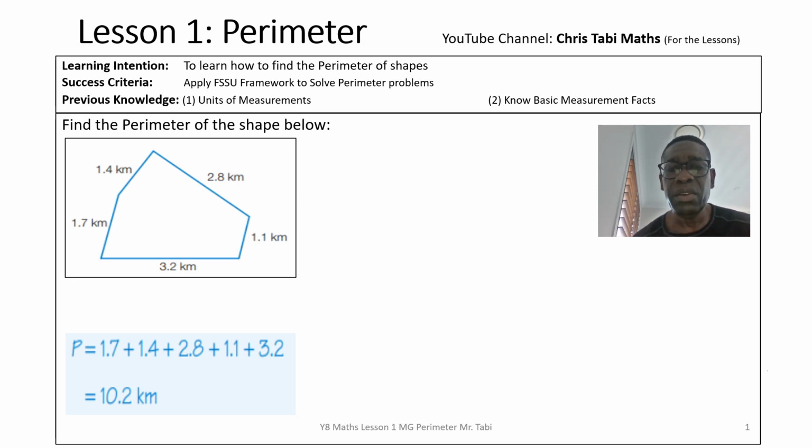Today we're focusing on perimeter. Our learning intention is to learn how to find the perimeter of shapes. And our success criteria would be our ability to apply the FSSU framework to solve perimeter problems.